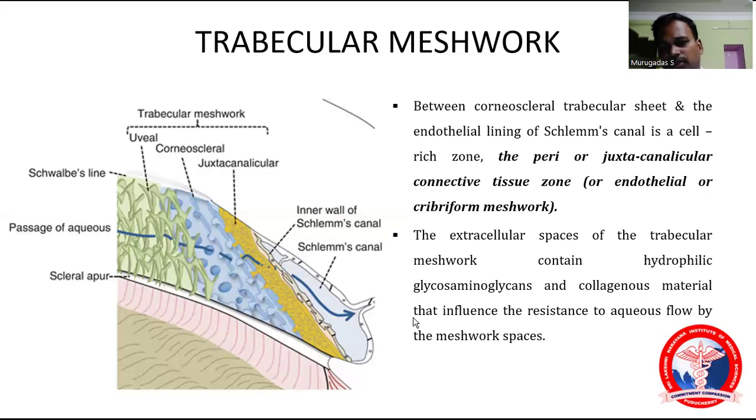The extracellular space of the trabecular meshwork contains hydrophilic glycosaminoglycan and collagenous material that influence the resistance to aqueous flow through the meshwork space.